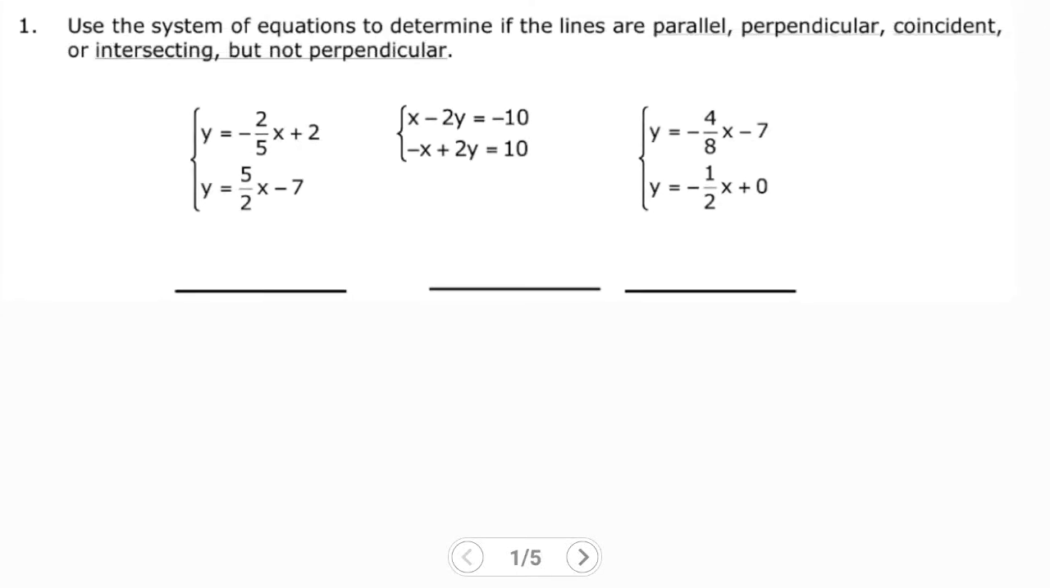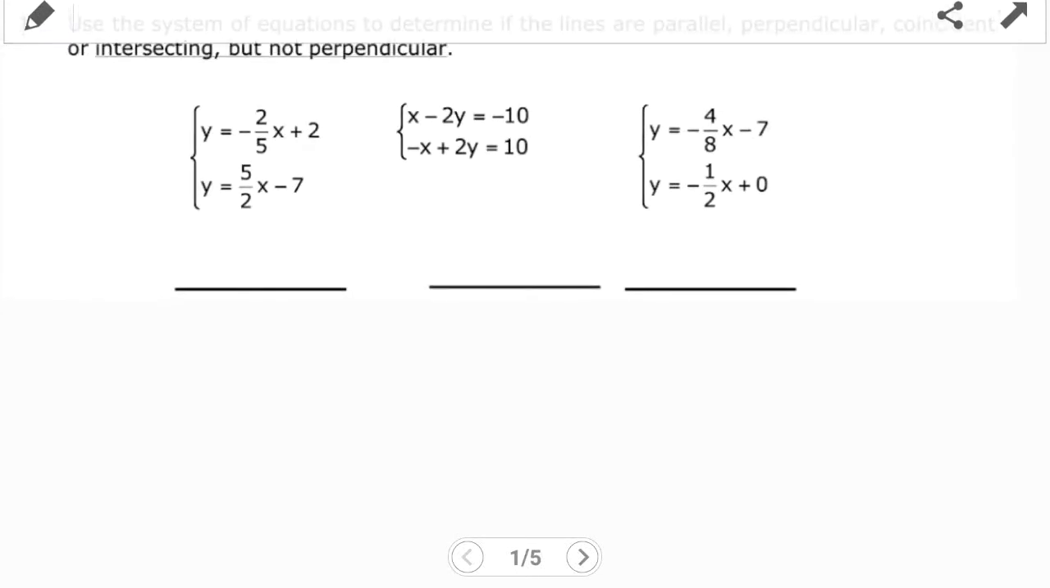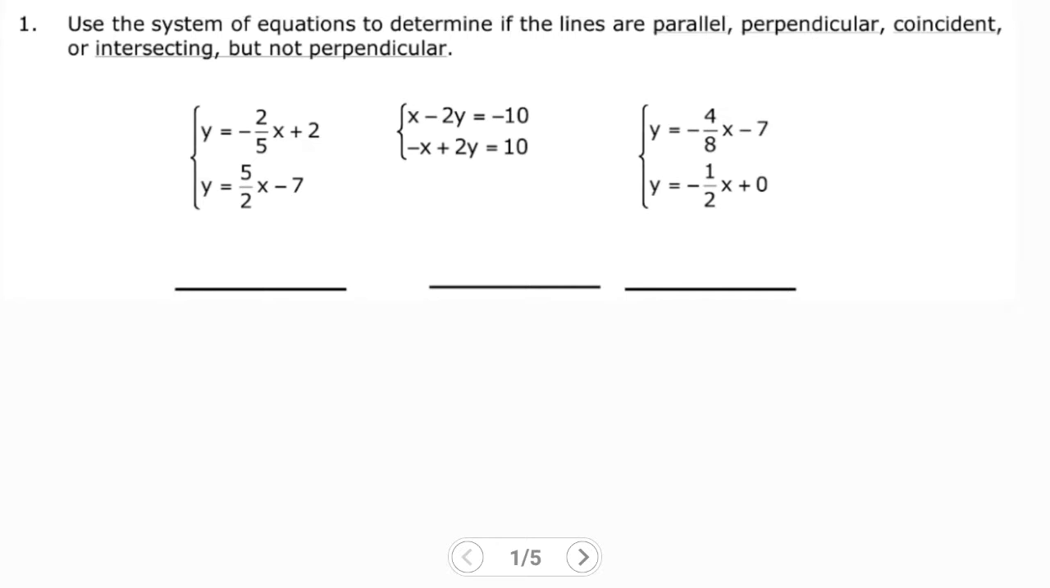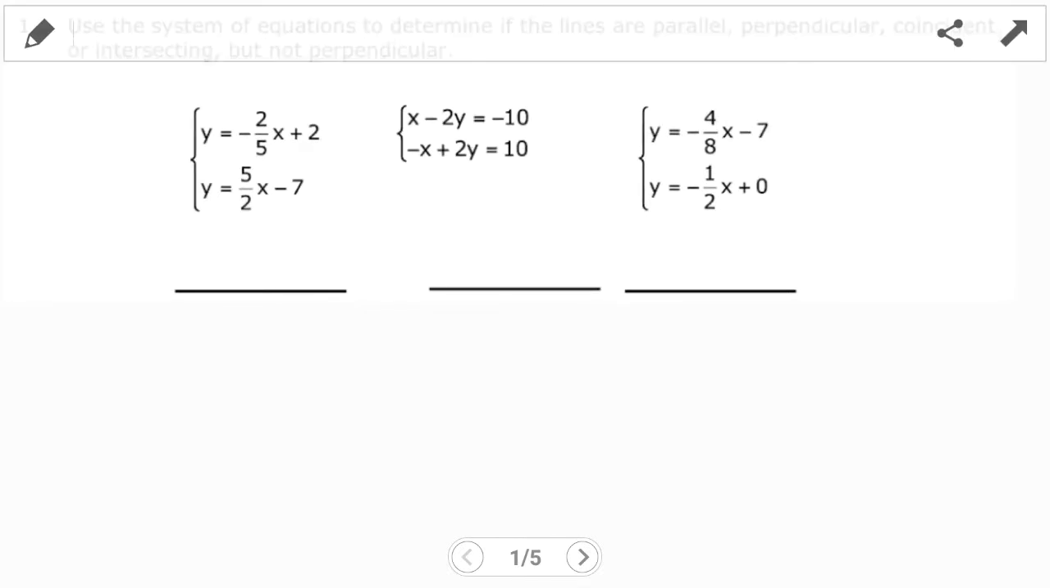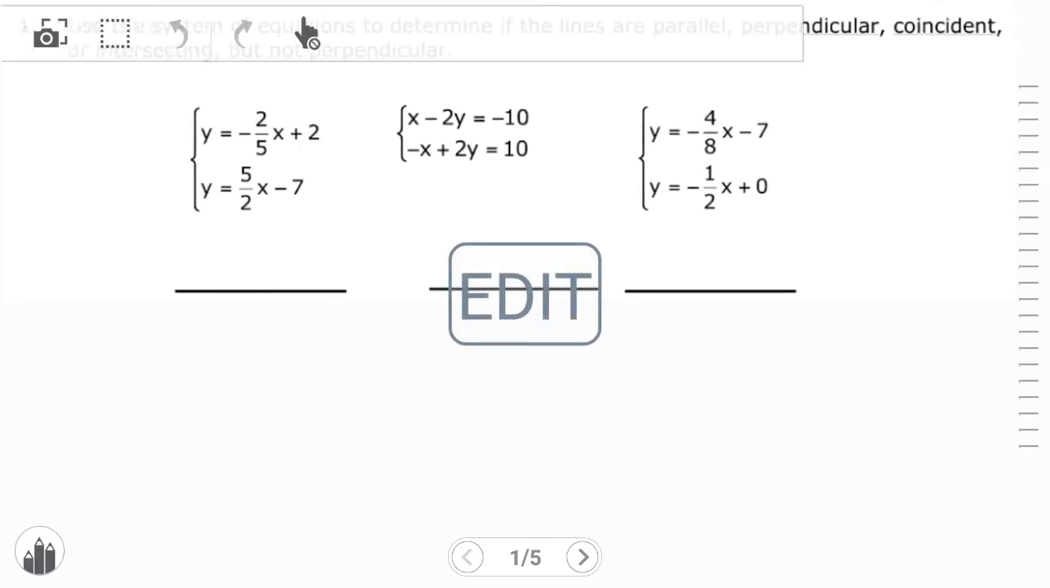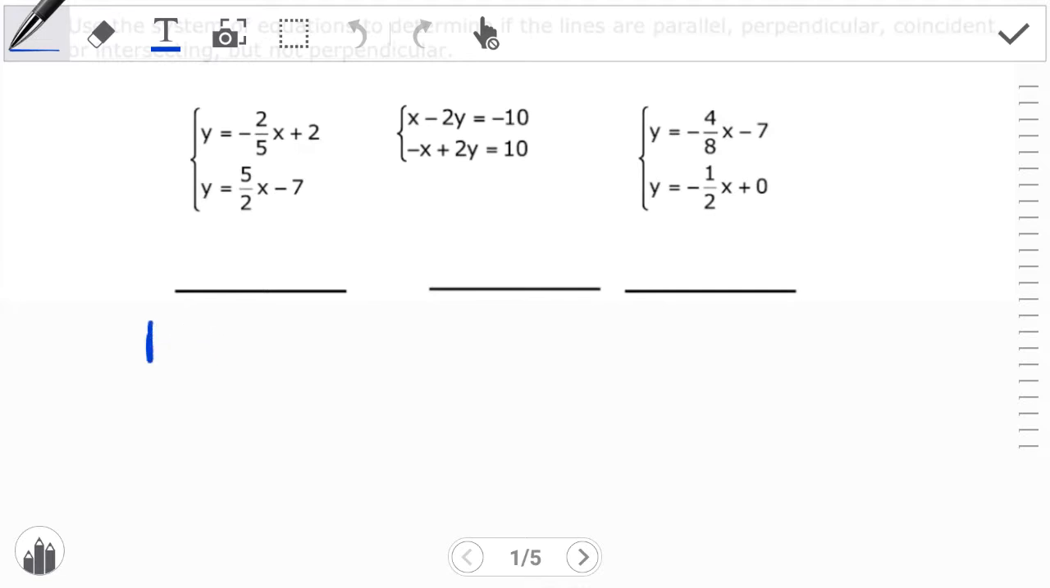All right, so in example 1, or question 1, it wanted us to determine if the lines are parallel, perpendicular, coincident, or intersecting. The only way to do that is you have to look at their slopes and their y-intercepts for each example.